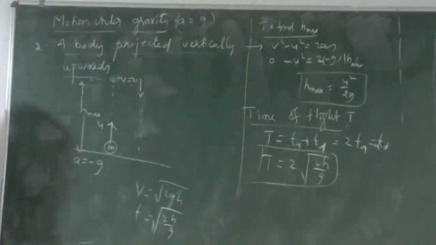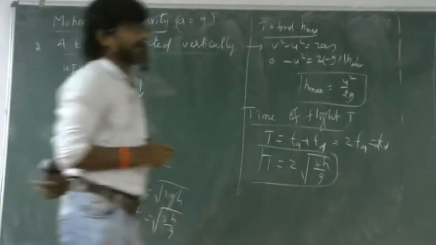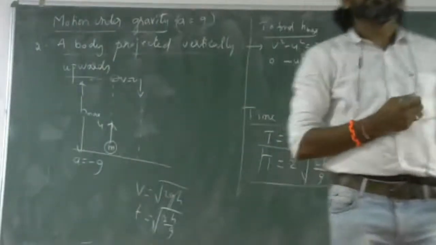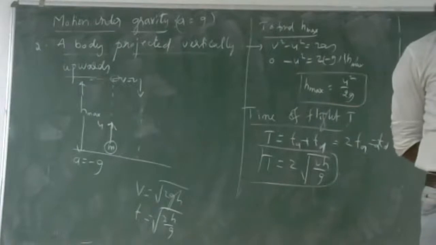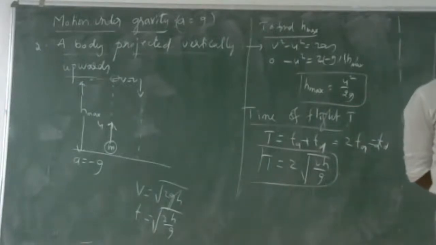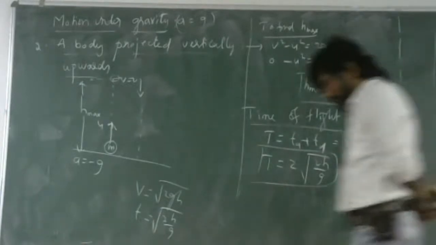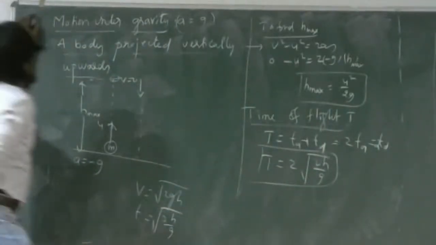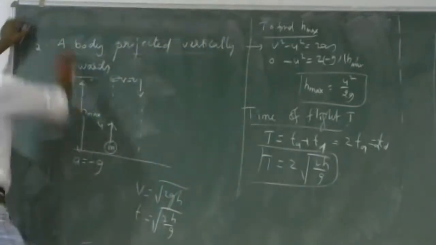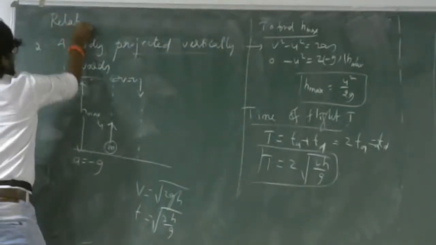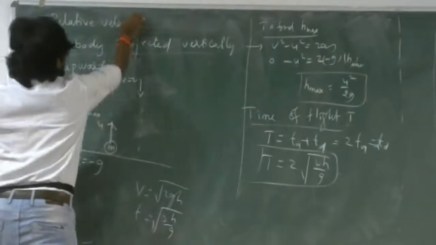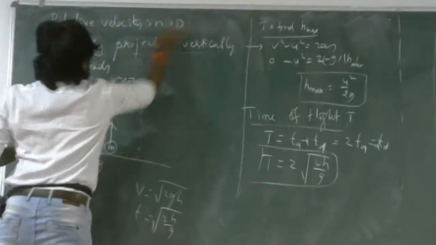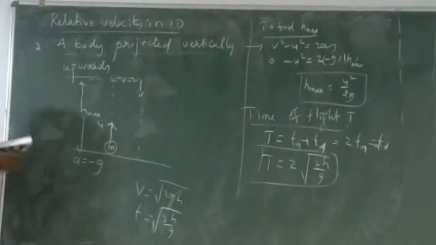Now let us see briefly about the relative velocity concept. Relative velocity in 1D, one dimension. Let's write it down as a subheading. I'll copy these points first. Then write down the next subheading: relative velocity in 1D, in one dimension.